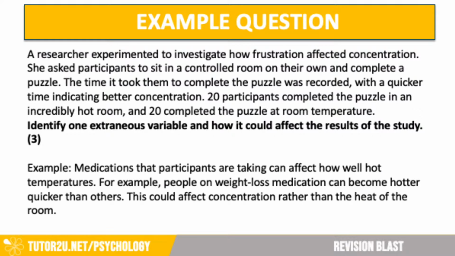So we've got medications that participants are taking can affect how hot they feel temperatures. So for example, people on weight loss medication can become hotter quicker than others, which again could affect concentration rather than the heat of the room itself. So some really, really great answers coming in there, guys, for the application. But don't forget, really, really important to make sure when we see this study that you really contextualise your answer so it's not generic, okay?